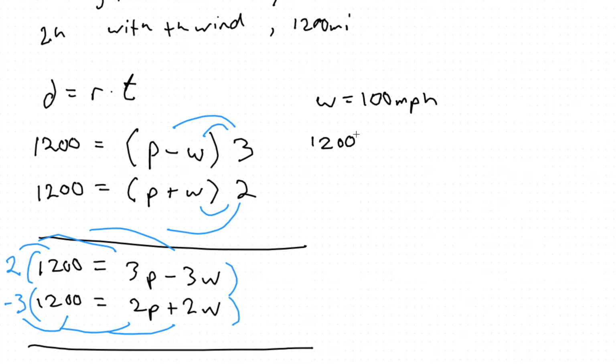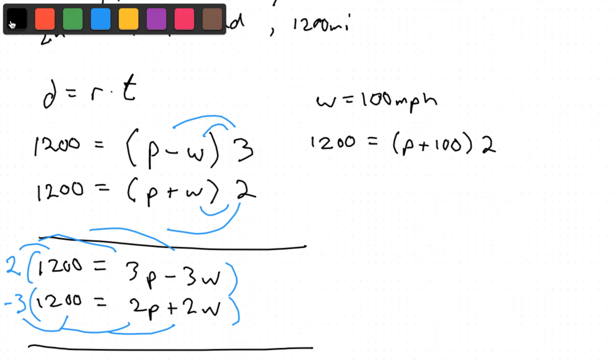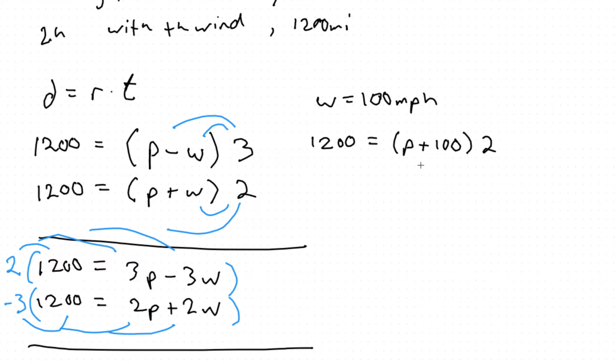Can you see what I'm writing back at the top? Yeah. Okay. So 1200 equals p plus 100 times 2. So to solve for p, what do we do? We have to distribute the 2 first. You can do that. I'm going to offer a suggestion. You can divide both sides by 2 in this case. So you can say divided by 2 and divided by 2.